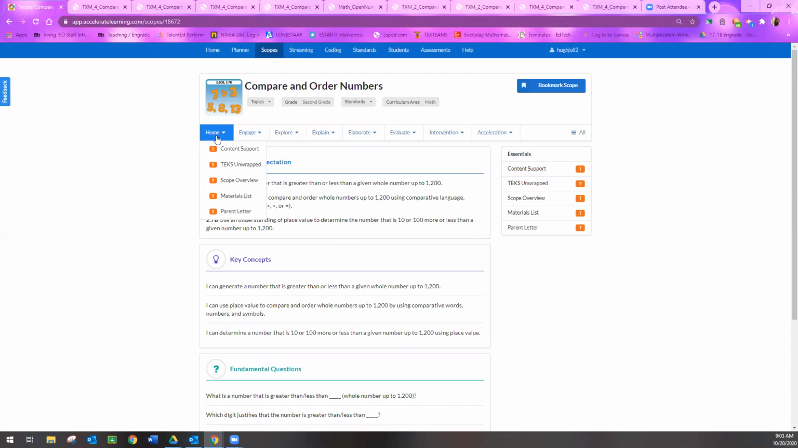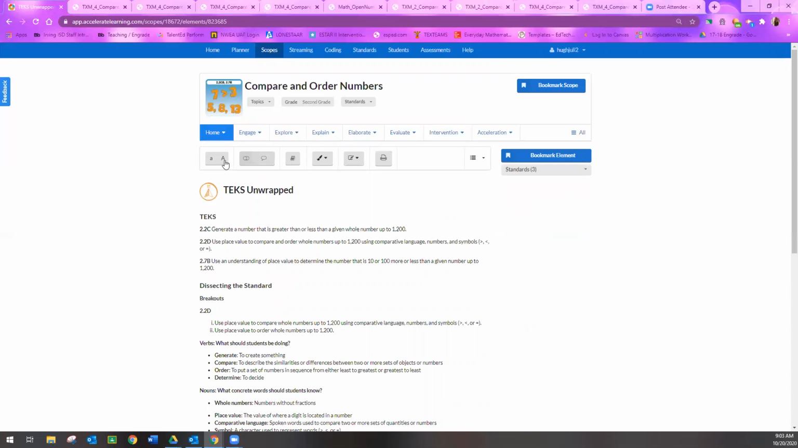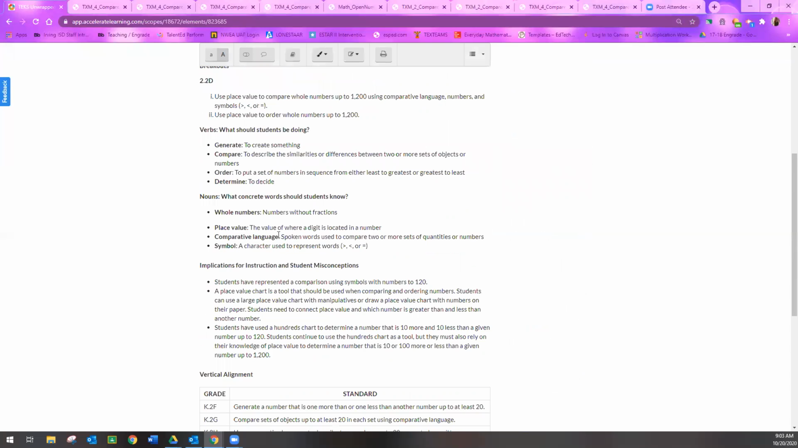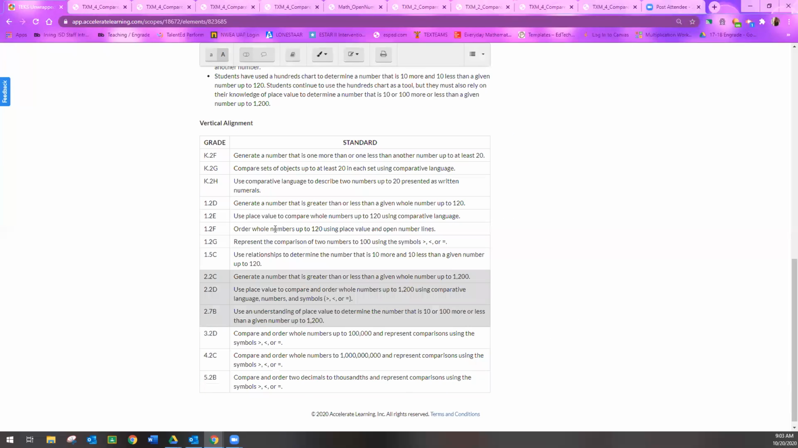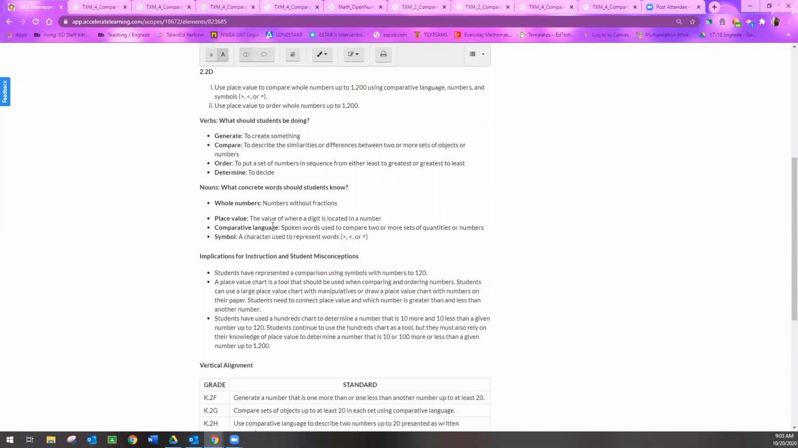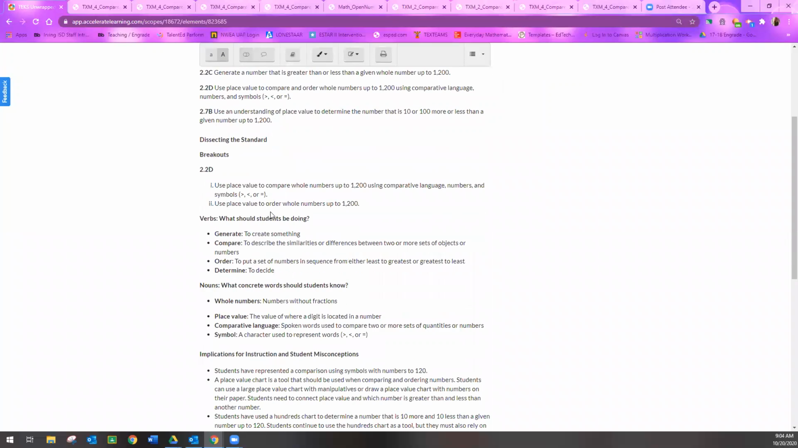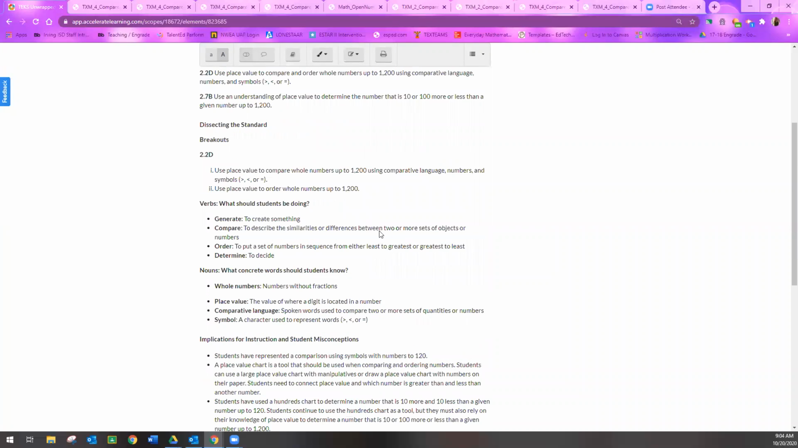And again, I'm going to go to the Home tab and go to the TEKS Unwrapped. This is just going to give me some more information about what a second grader should be able to accomplish at the end of these lessons. And this is going to be very important because I'm not a second grade teacher, I'm a fourth grade teacher. So I need to make sure I understand exactly what this TEK has to offer.